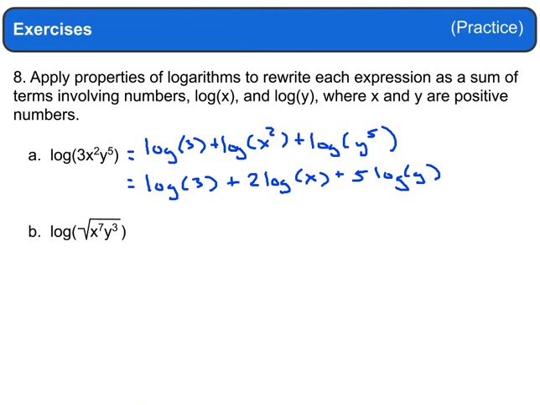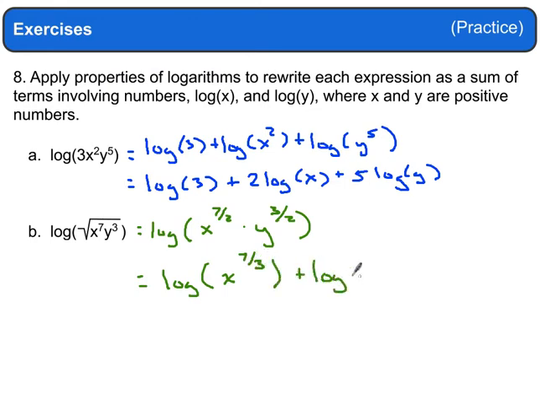So now if we look at the next one, we've got this square root. So first we're going to rewrite this, because all of this is square rooted. So we'll say this is log with an x to the 7/2 power times a y to the 3/2 power. Now we can expand this. We can rewrite this as log x to the 7/2 plus log y to the 3/2. Why don't I have a 2 up there? I don't know. This should be a 2. That is a 2.